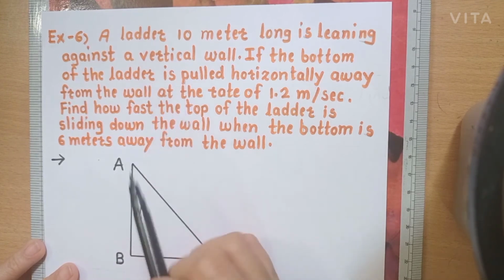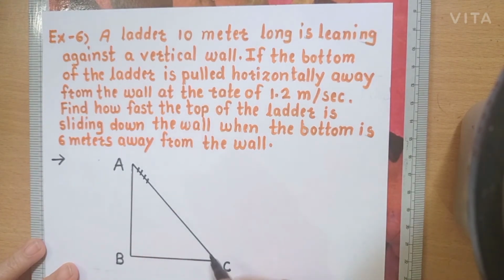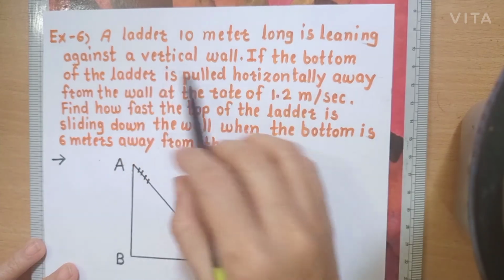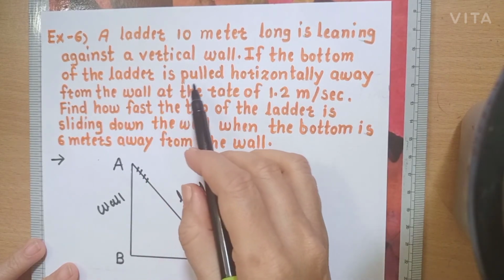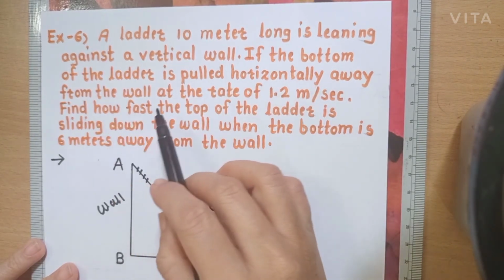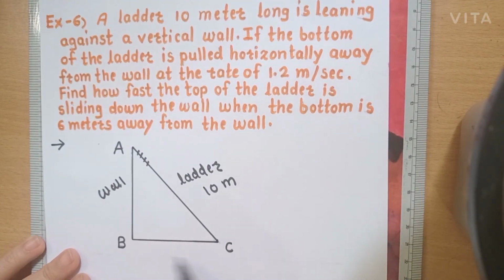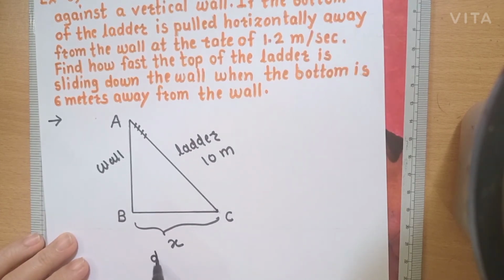Now let's solve this sixth example, and here a ladder 10 meter long. So let AC be a ladder. So I am writing here ladder which is 10 meter long, leaning against a vertical wall. So this is a wall. If the bottom of the ladder is pulled horizontally away from the wall at this rate, so this is the bottom of ladder and this is pulled with respect to time, so we will assume this much distance as x, and we have given the rate of this with respect to time.